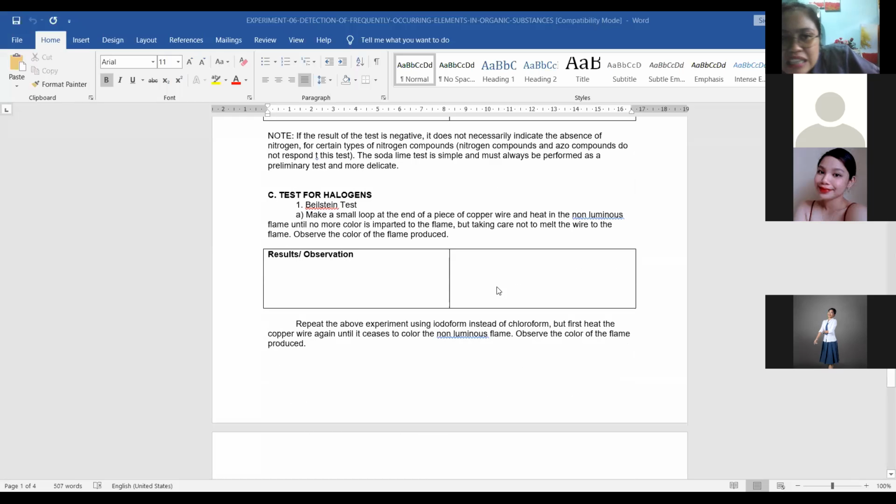And then another thing, we also have halogens when it comes to our organic compounds. The halogens class, if you look at the periodic table, belongs to group 7A. And if we want to detect their presence in our sample, we may use this test, the Beilstein test.